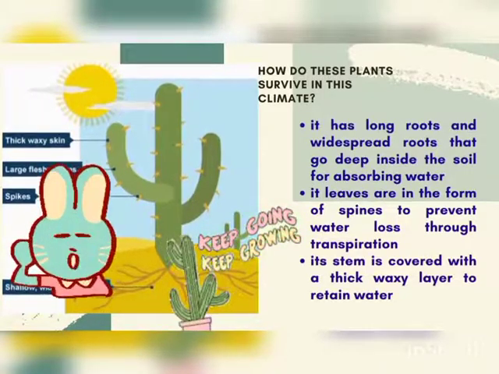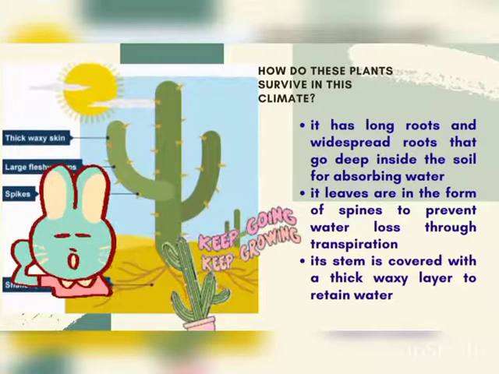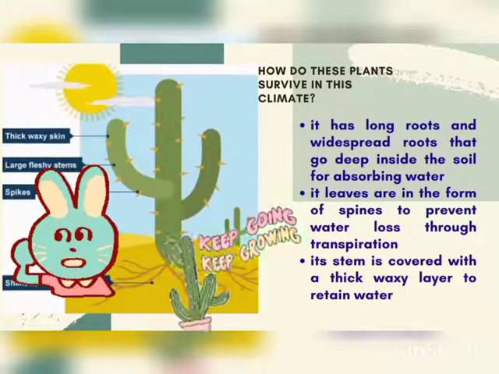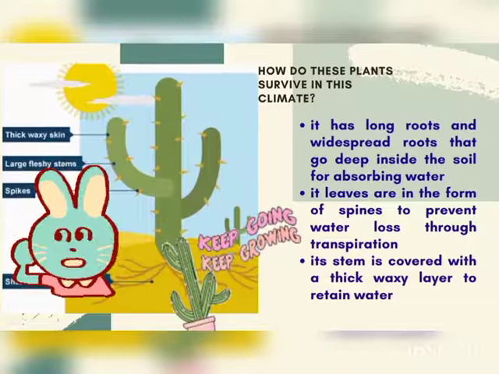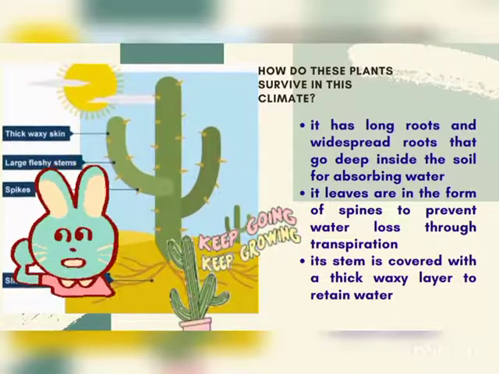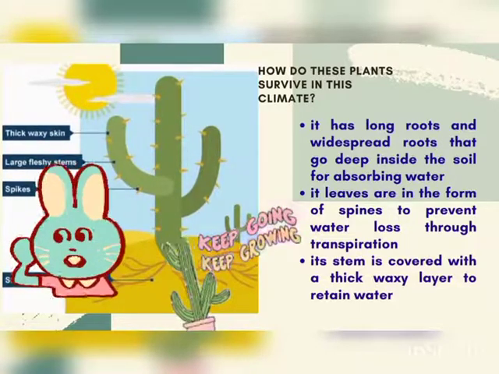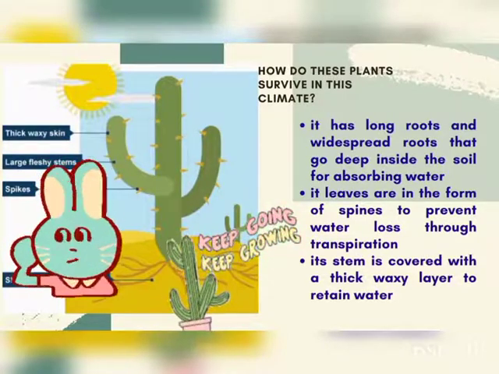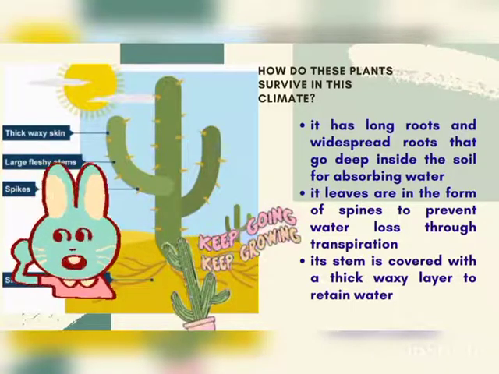Deserts are very hot and dry. How do these plants survive in this climate? They have long and widespread roots that go deep inside the soil for absorbing water. Their leaves are in the form of spines to prevent water loss through transpiration, and the stem is covered with a thick waxy layer to retain water.